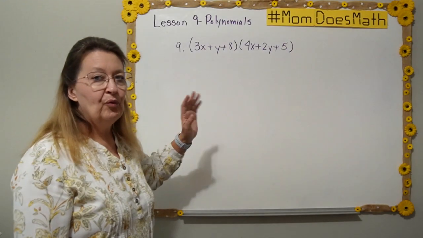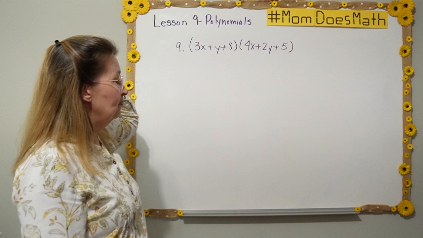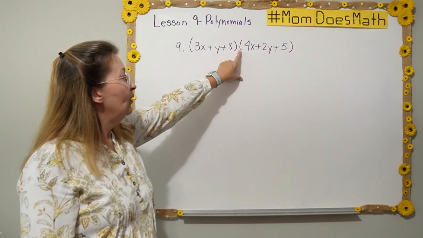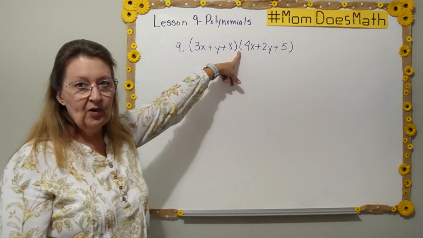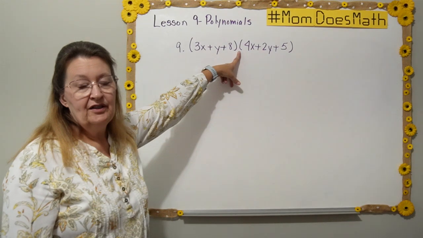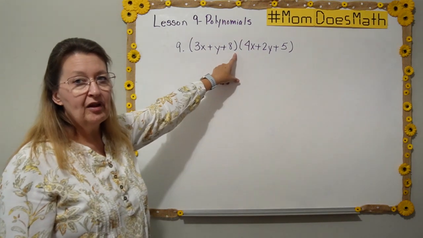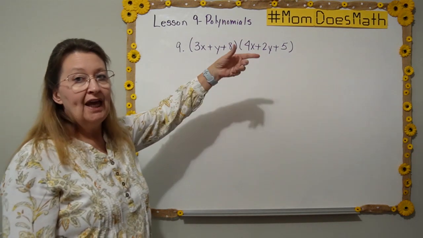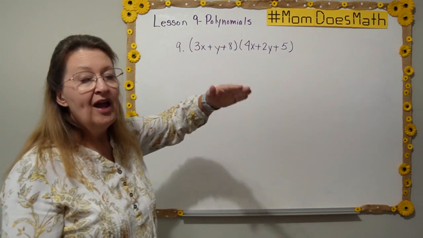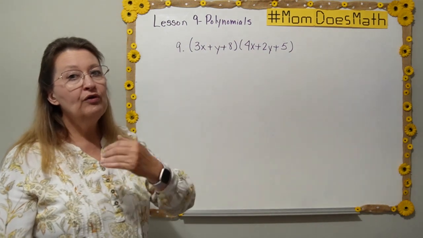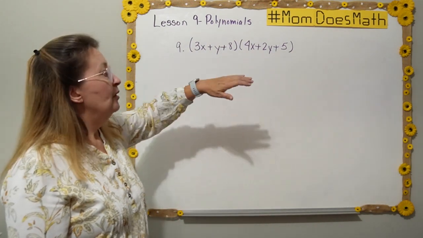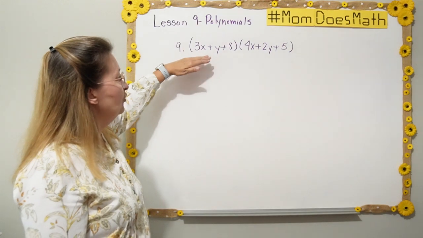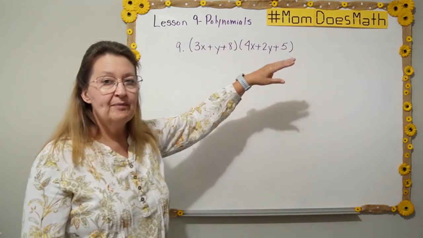Okay, look at number 9. And one thing I do want to make you look closely at, what is in between my two sets of parentheses? Nothing. So these are multiplied. If you had a plus or a minus in between here, and we will look at some of those later on, that makes this a whole different scenario, okay? But for right now, we need to multiply this trinomial times this trinomial.